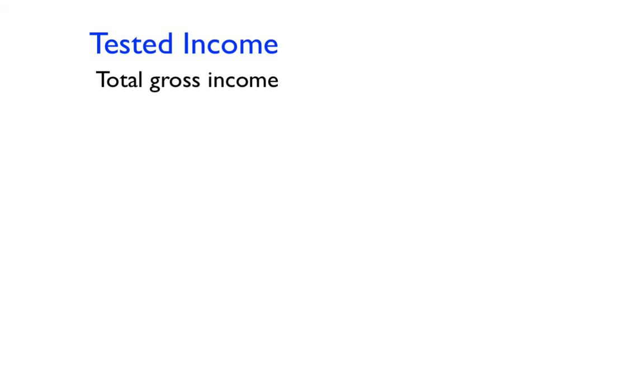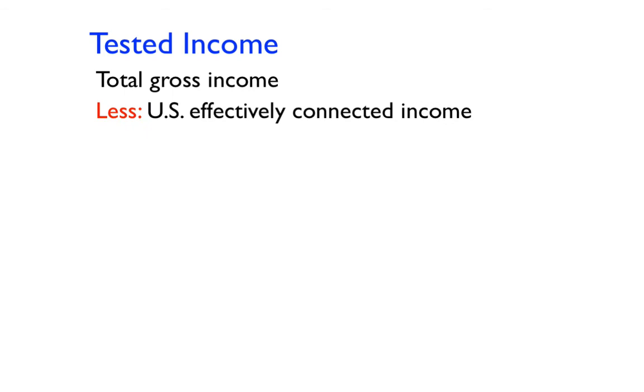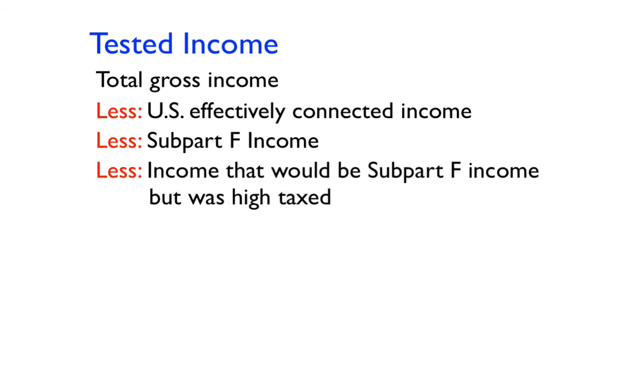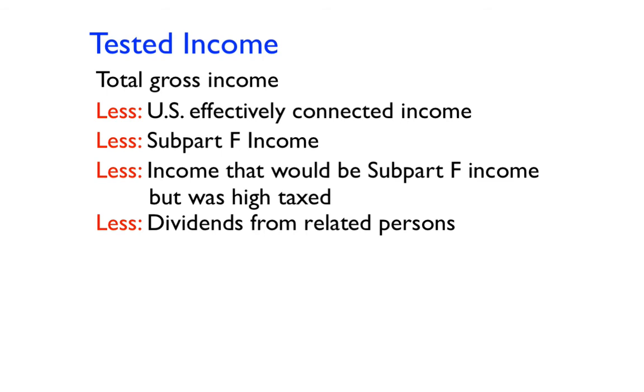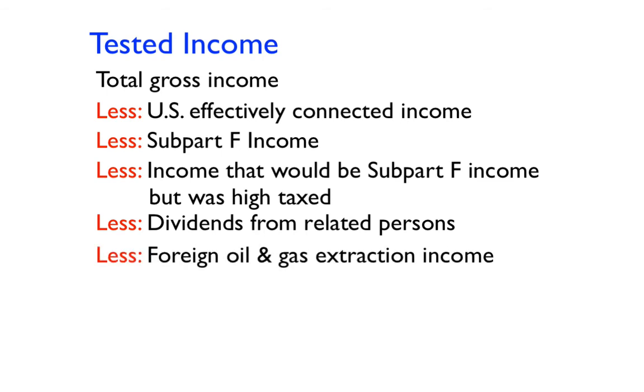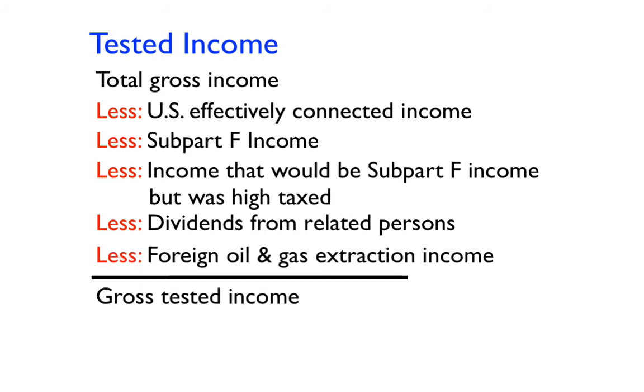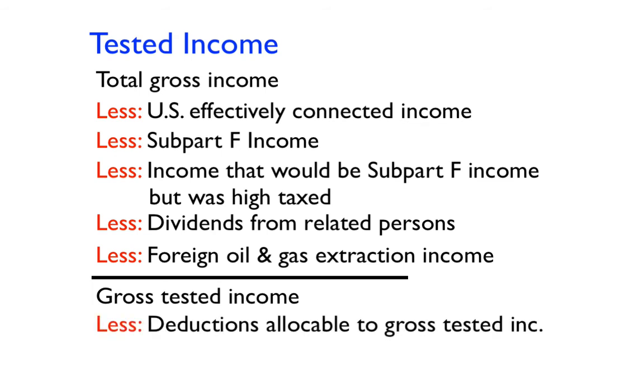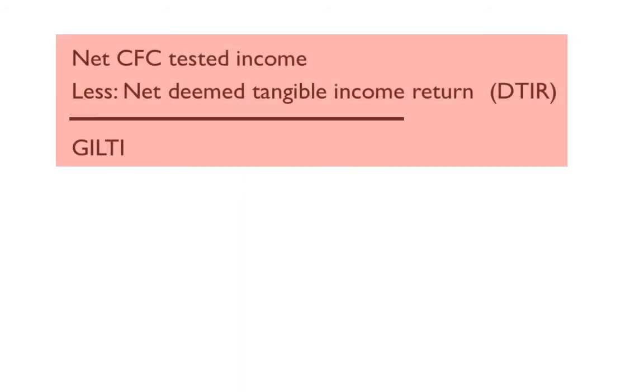such as gross income associated with U.S. effectively connected income, Subpart F income as computed under the pre-existing Subpart F income rules, income that would be Subpart F income but that was high taxed, dividends received from related persons, and foreign oil and gas extraction income. The gross income remaining is then reduced by deductions that are allocable to the tested gross income. In many cases, all of the CFC's income will be tested income.